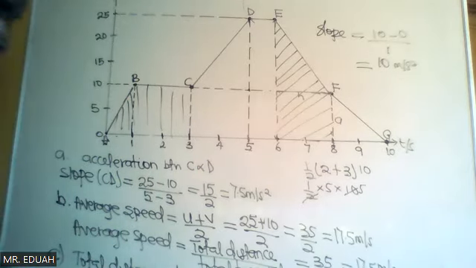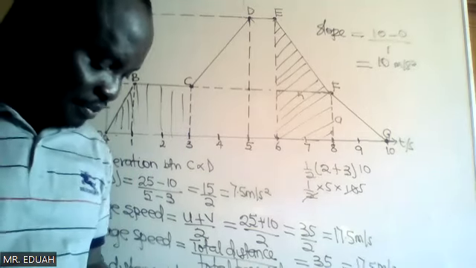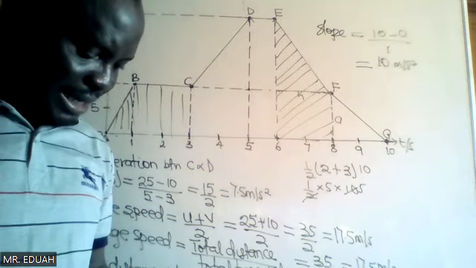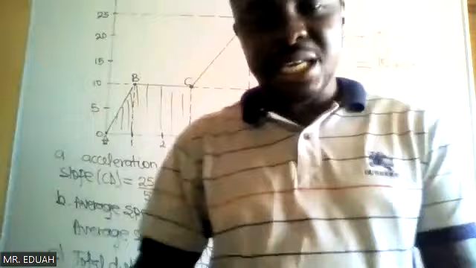Somebody is asking for the answer for D. D is AB. Yes, D is AB. So let me see.